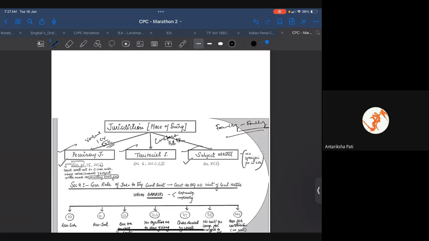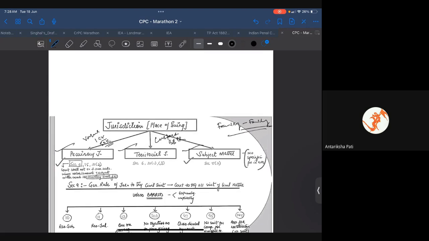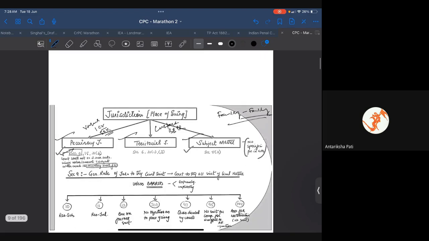These are the three kinds of jurisdiction, and it says that the court shall not exercise jurisdiction over suits whose value or amount of subject matter exceeds its pecuniary limit. That's what section 6 says. So it must be within pecuniary limits. Okay. Next, section 9, the general rule of jurisdiction to try civil suits. It says that the court is to try all suits of civil nature unless barred expressly or impliedly.